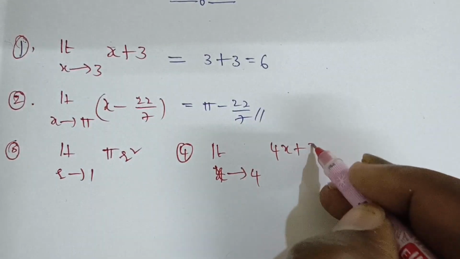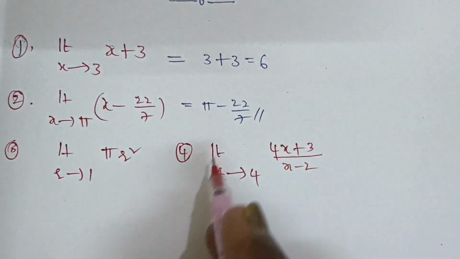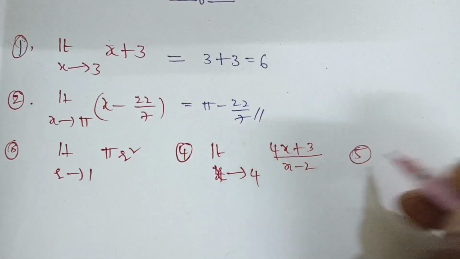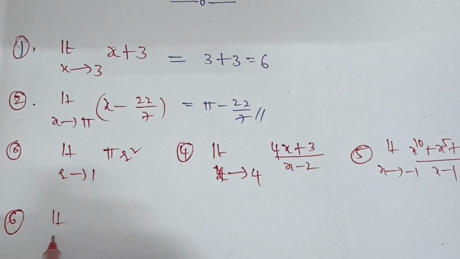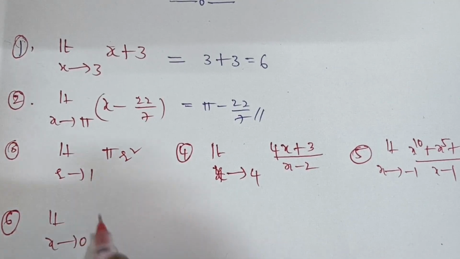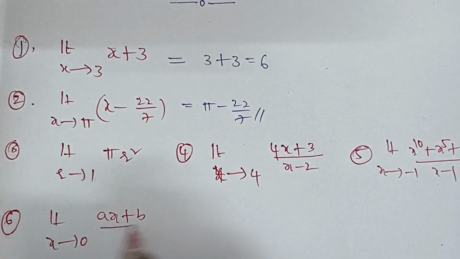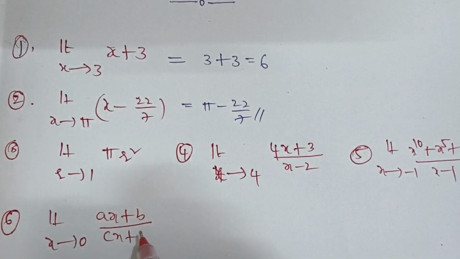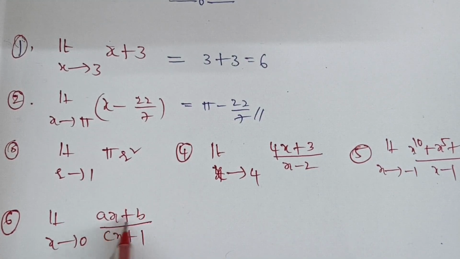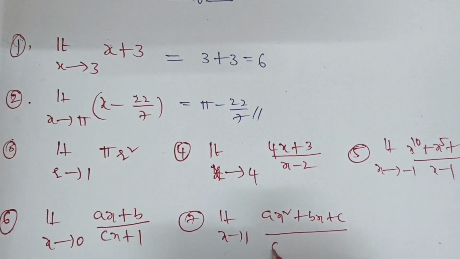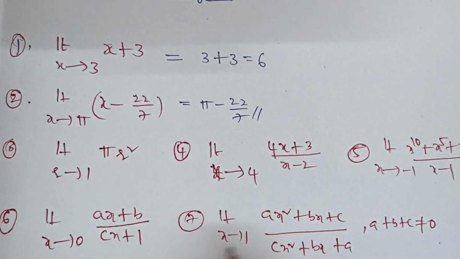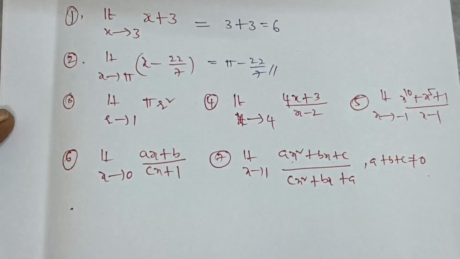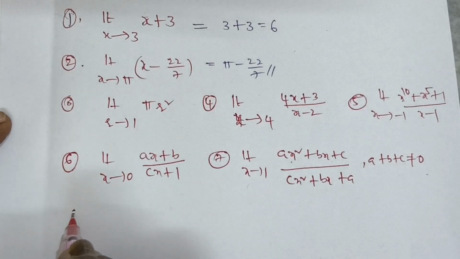Third problem is limit r approaches 1, pi r square. Fourth one is limit x approaches 4, 4x plus 3 by x minus 2. Fifth problem is this one, and sixth problem is limit x approaches 0, ax plus b by cx plus d. Seventh one is limit x approaches 1, ax square plus bx plus c by cx square plus bx plus a. Here a plus b plus c not equals to 0.